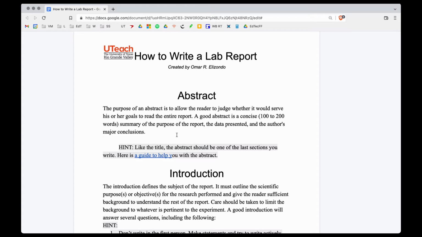Like the title, this should be one of the last things you write. I have that here as my hint. The abstract should be one of the last sections you write because it's a summary, an overview, a preview of the paper. So the first two parts of your paper, the title as well as the abstract, should be the last things you write. At that point, your title and your abstract should be very simple to write because you've written the rest of the paper.